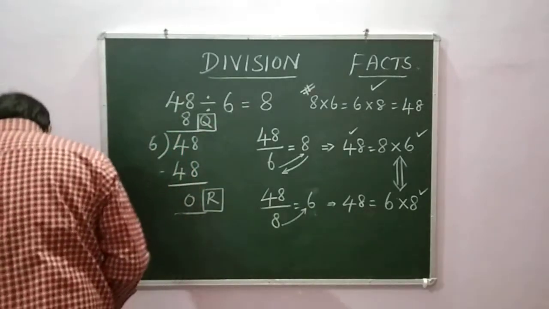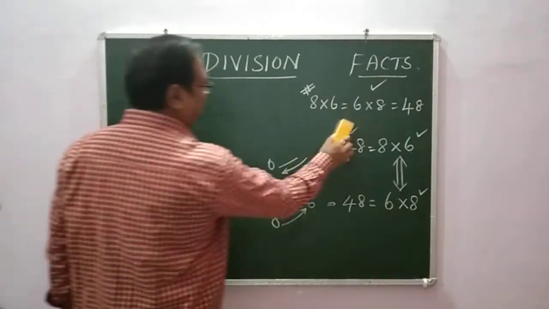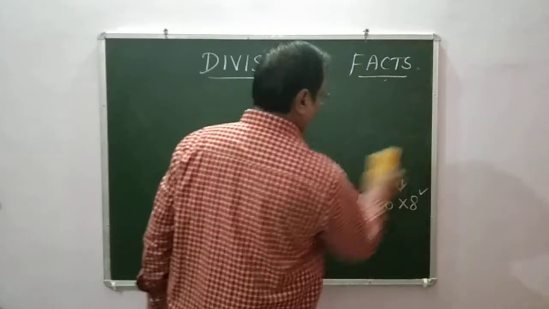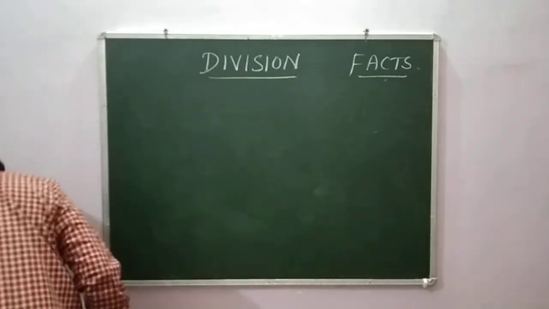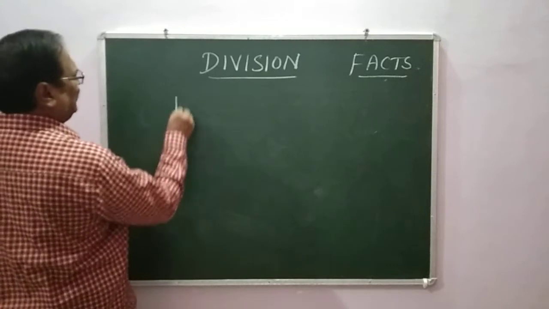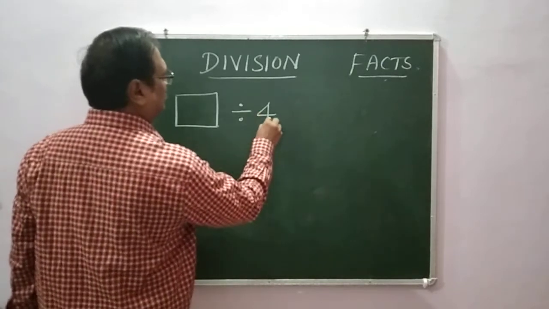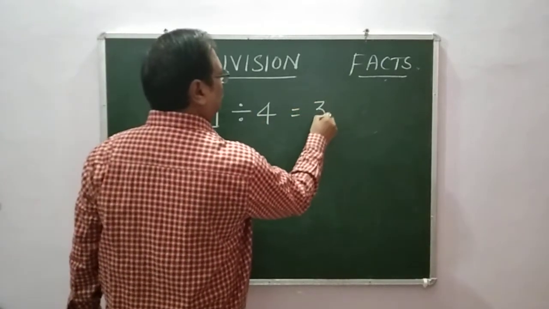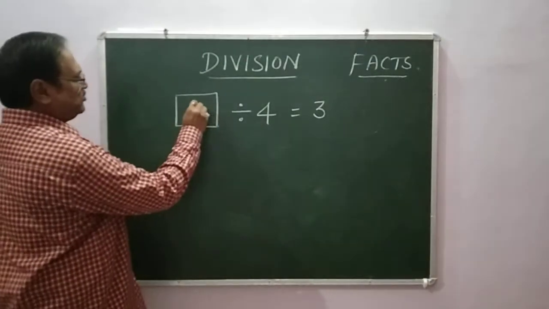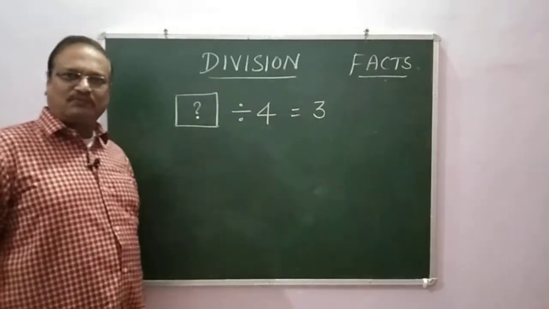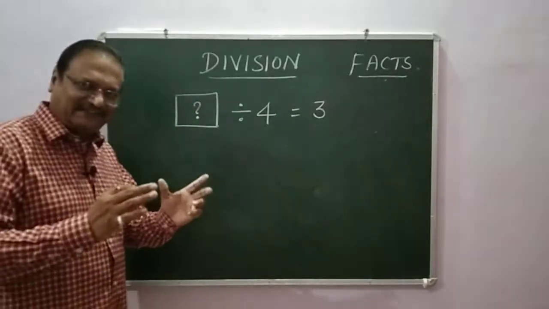Different problems. Okay. Now, what is the first problem which I am going to ask you to help me with? You help me to do this problem using multiplication fact and division fact. Okay, let me take the problem. I give you a box and I divide by 4 and the answer is 3. Oh, how can I solve this problem? What is inside this box? Magic box. What is inside the magic box? A question mark. What is that? A big question mark. Yes, simple.